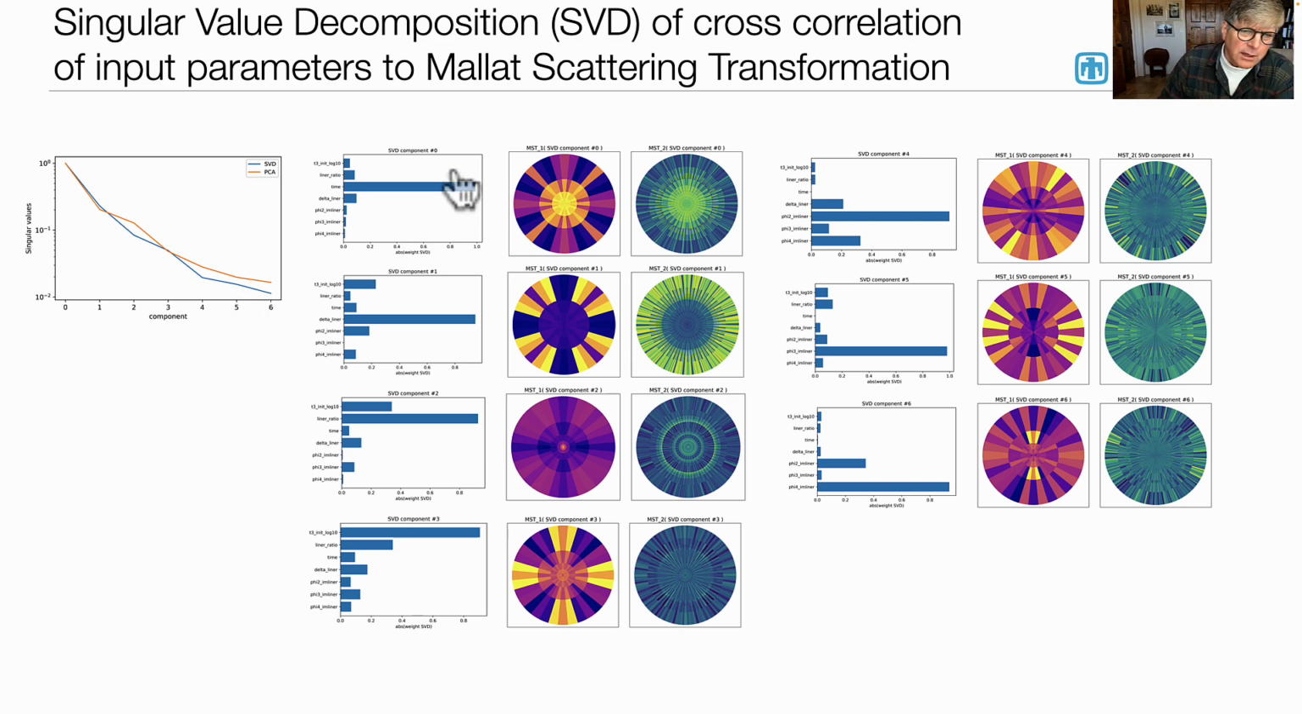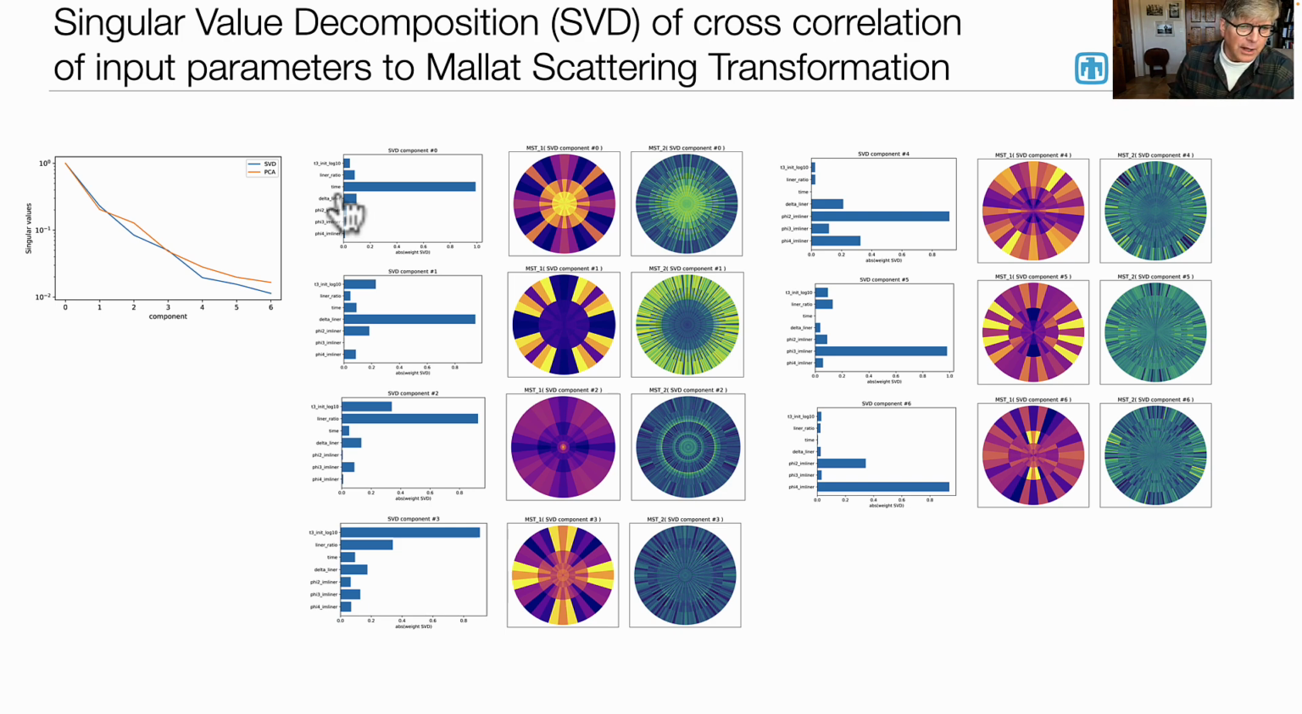But the singular value decomposition of the cross correlation that we've done now shows that it tends to be only one of the input parameters that dominates, and it's a unique one for each one of the singular value decompositions. So we now know what the MST looks like for each one of these, and we can now label each one of these components with the input parameter that it predominantly represents.